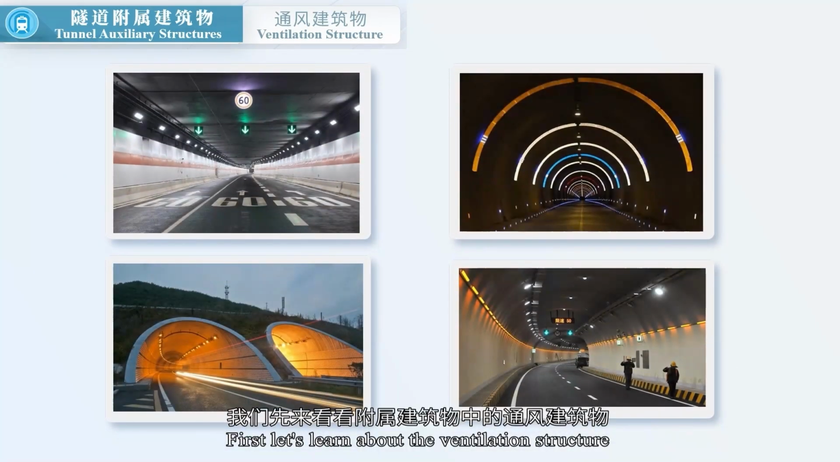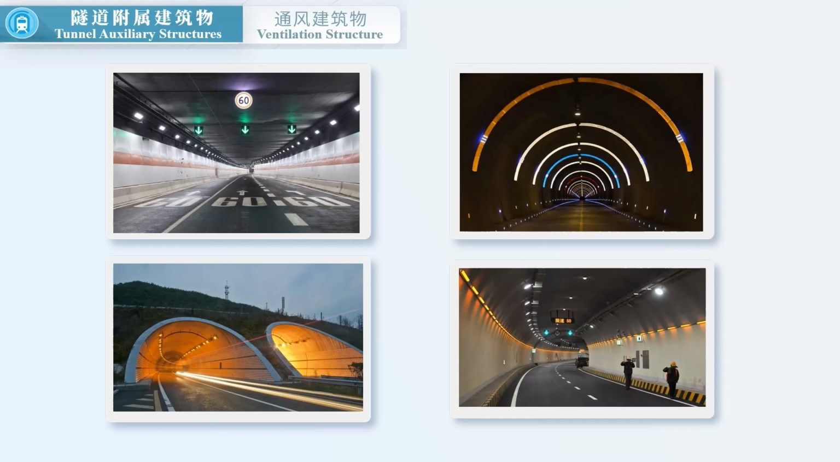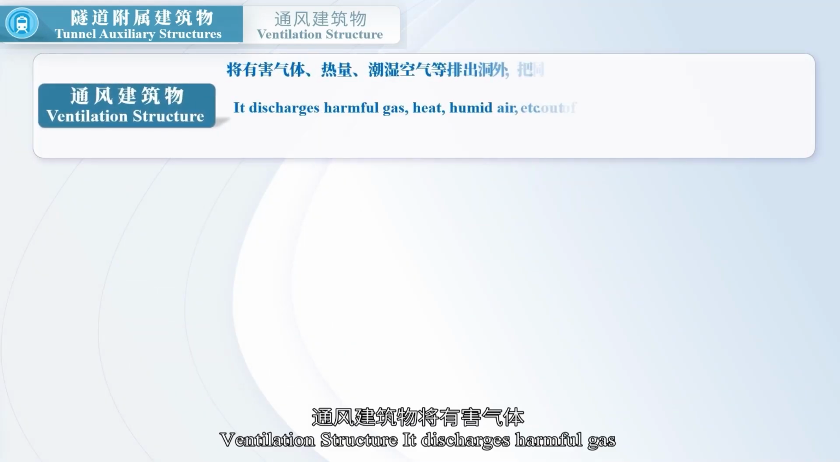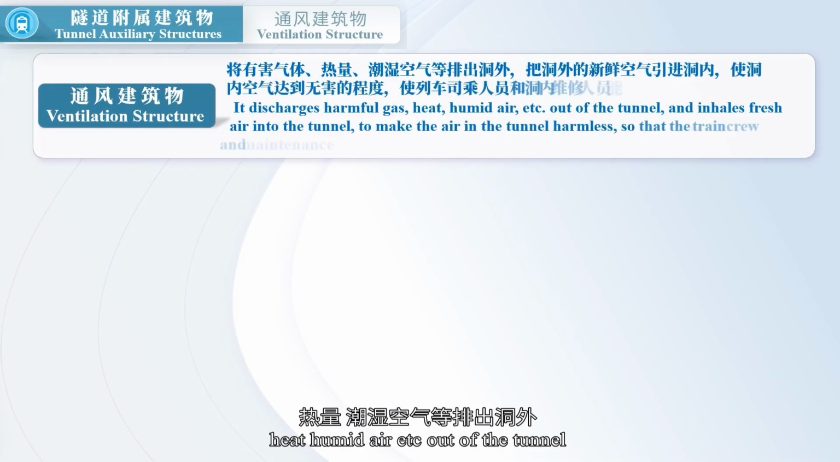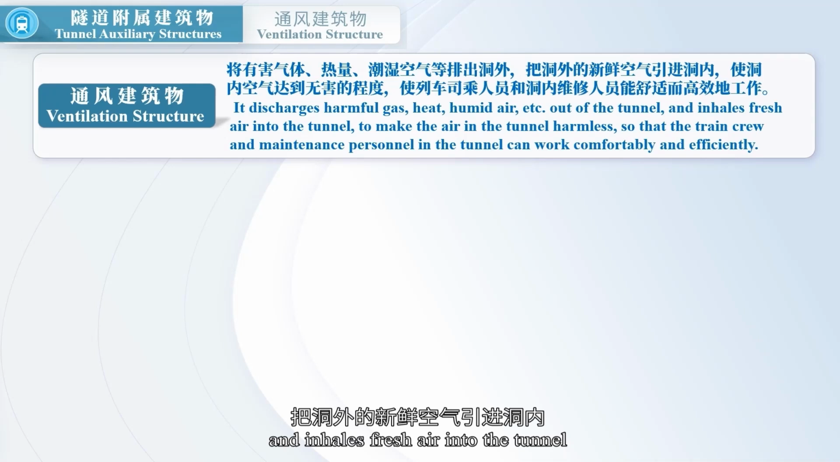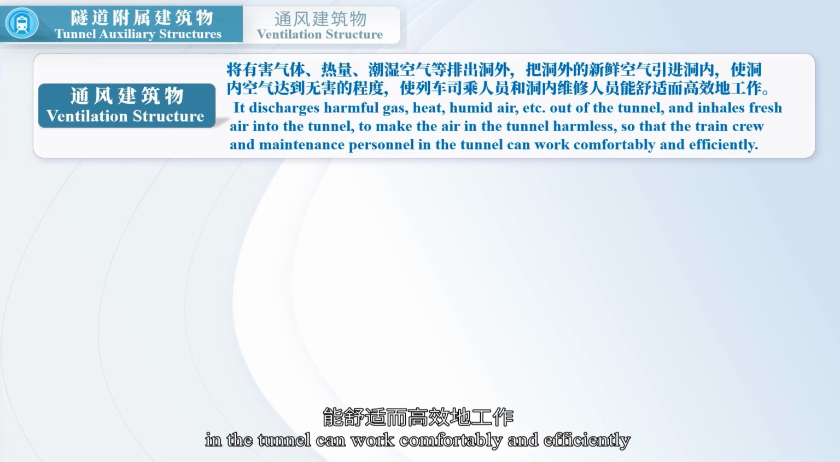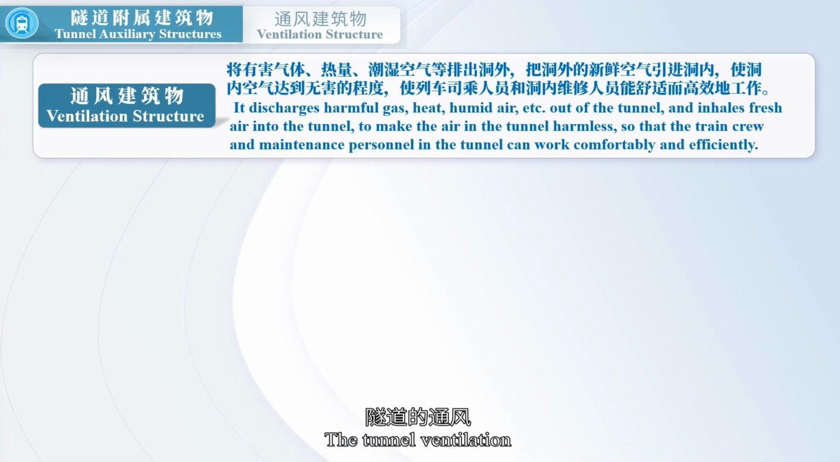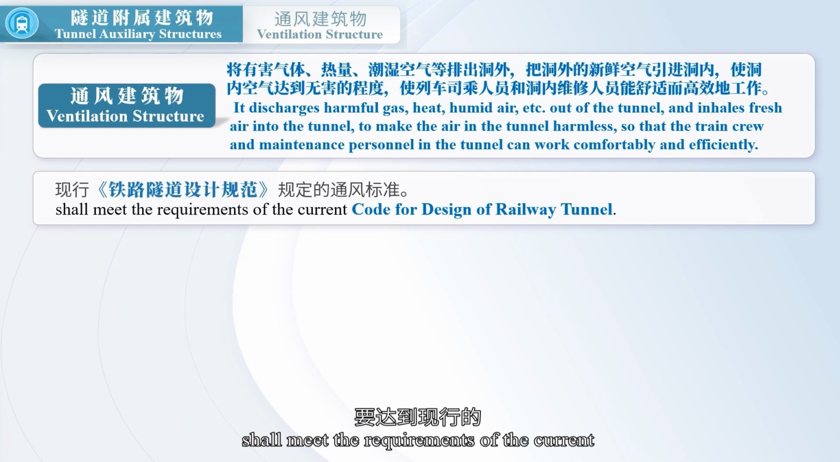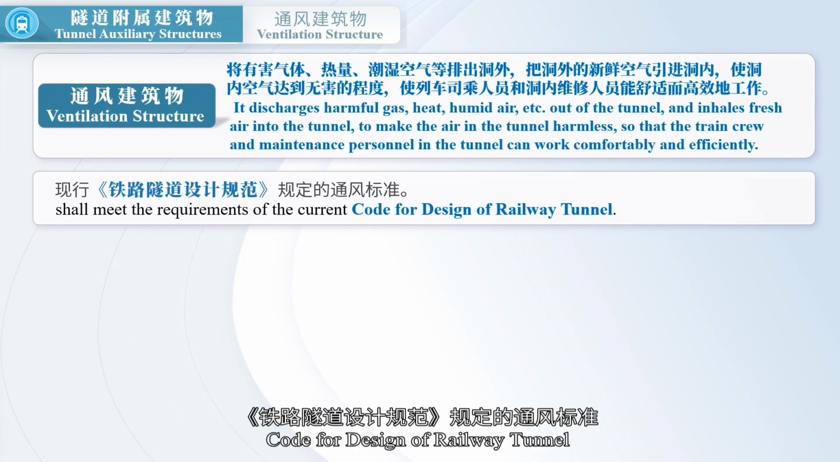First, let's learn about the ventilation structure. Ventilation structure: it discharges harmful gas, heat, humid air, etc. out of the tunnel, and inhales fresh air into the tunnel, to make the air in the tunnel harmless, so that the train crew and maintenance personnel in the tunnel can work comfortably and efficiently. The tunnel ventilation shall meet the requirements of the current Code for Design of Railway Tunnel.